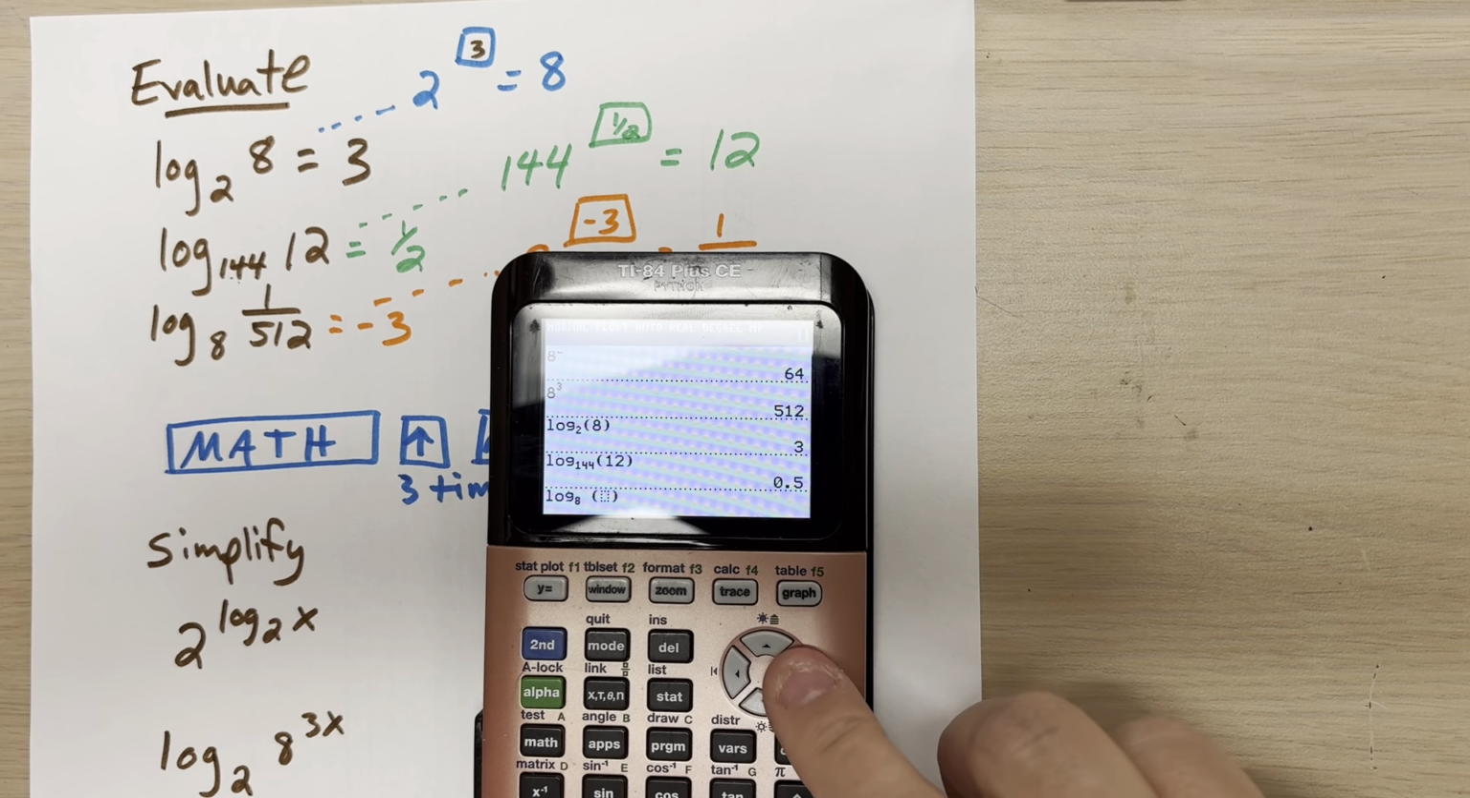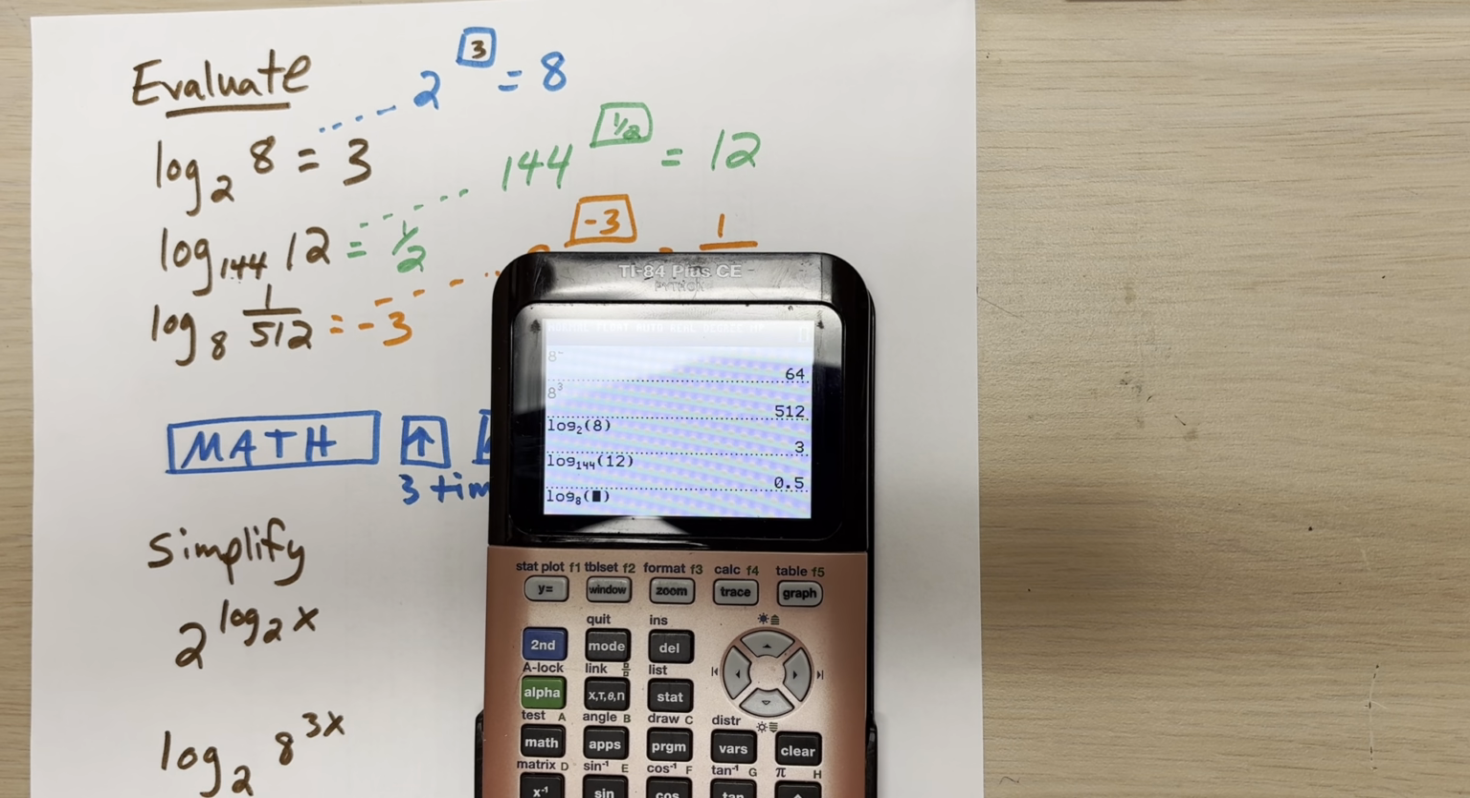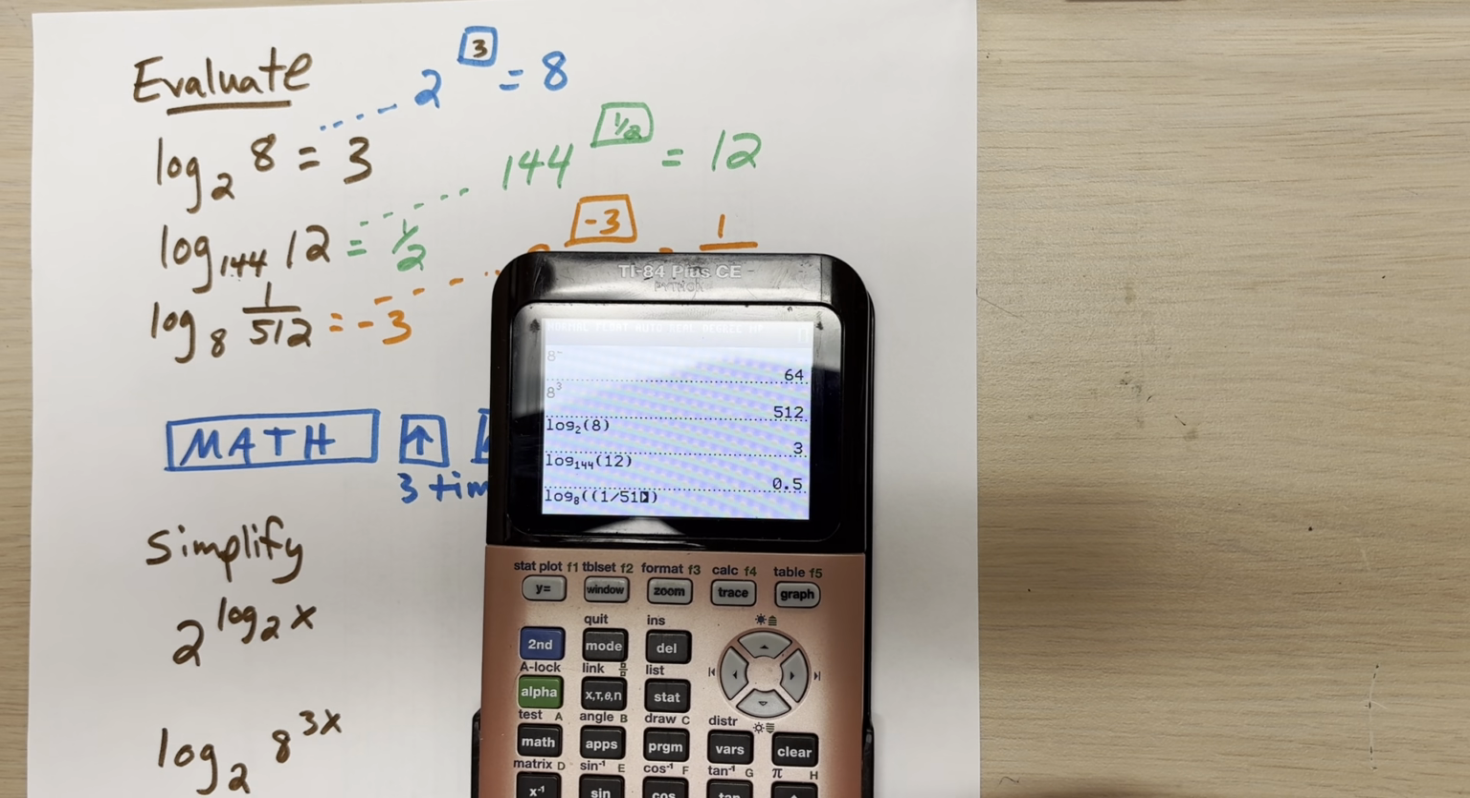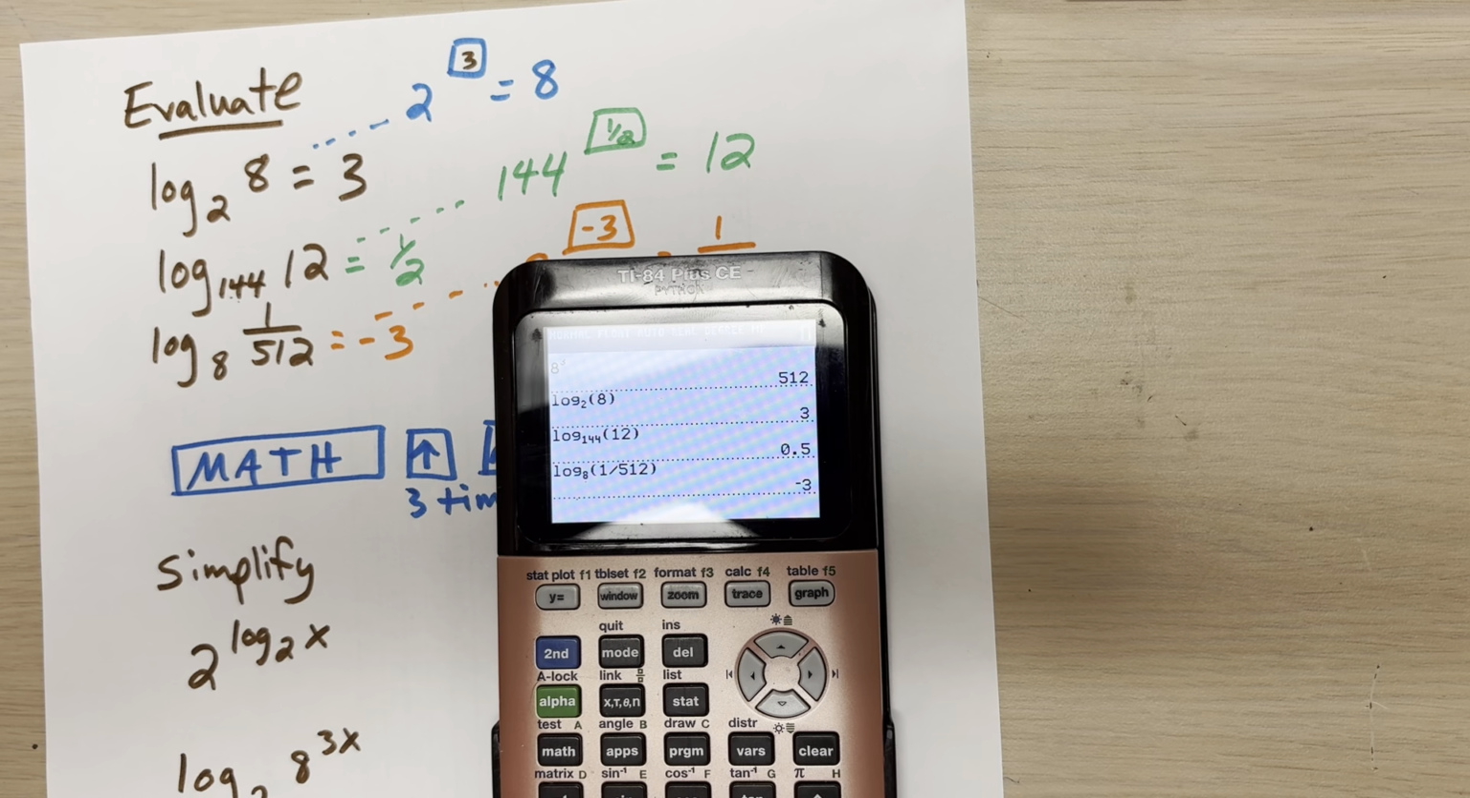Now be careful over here. This is a fraction, right? So I would always throw them into parentheses, -3. All right, there you go.